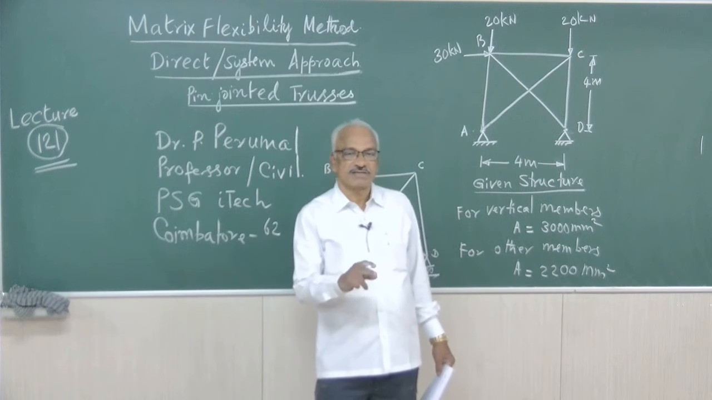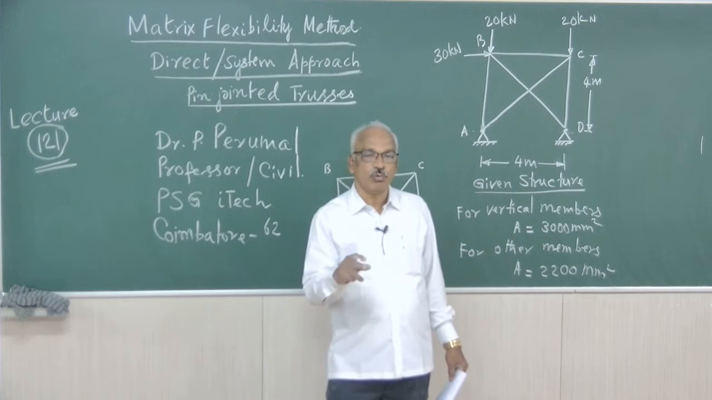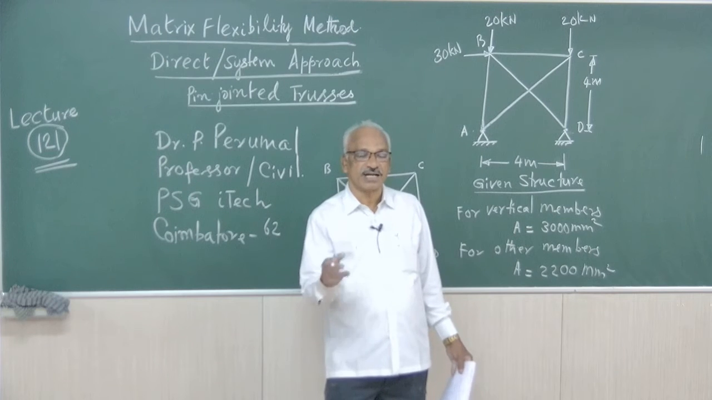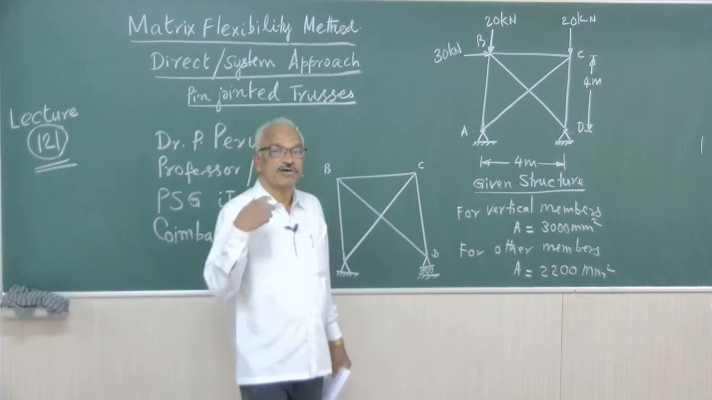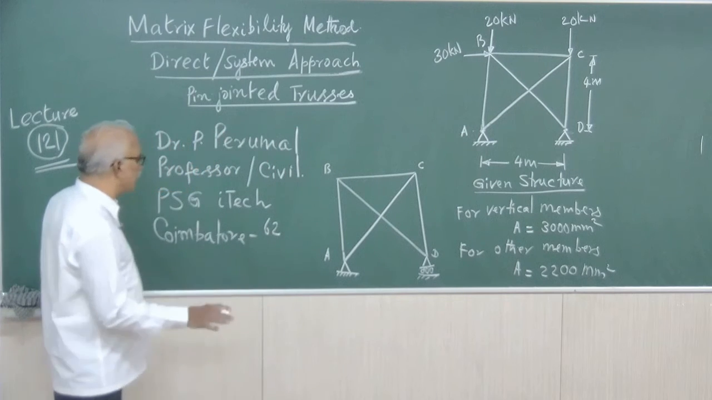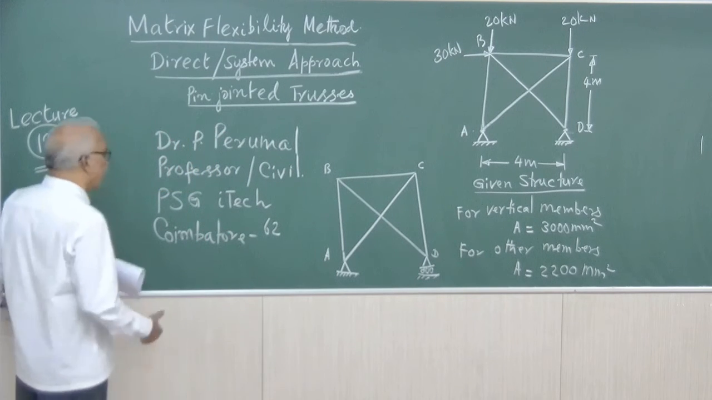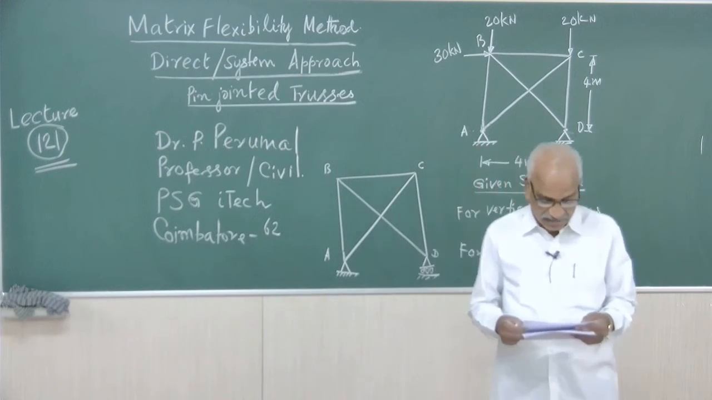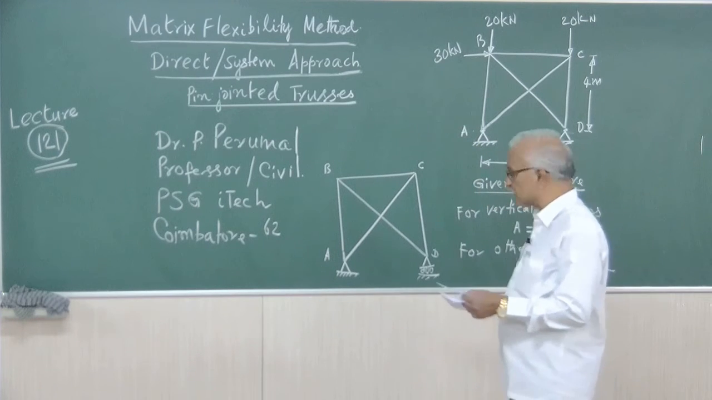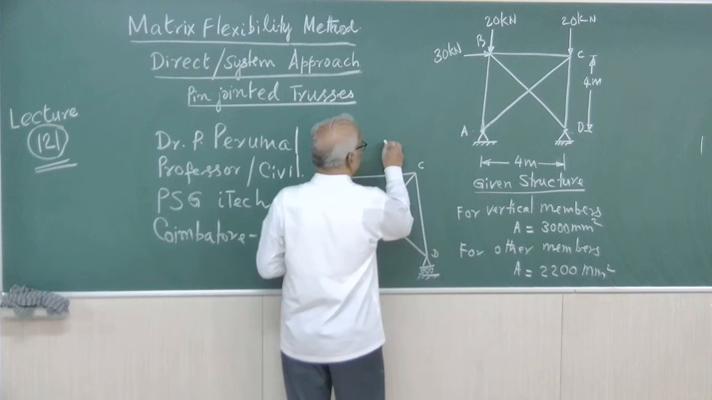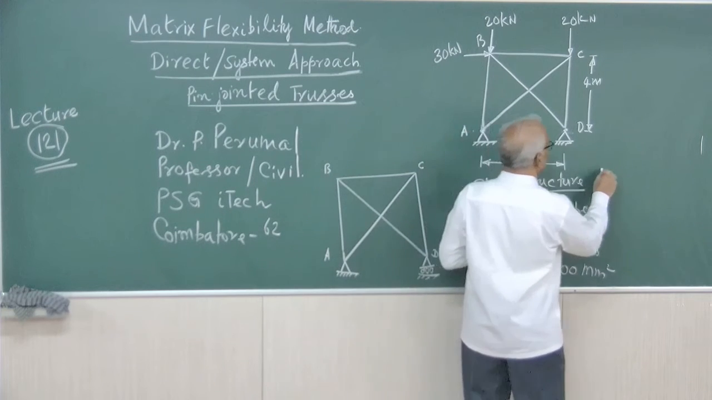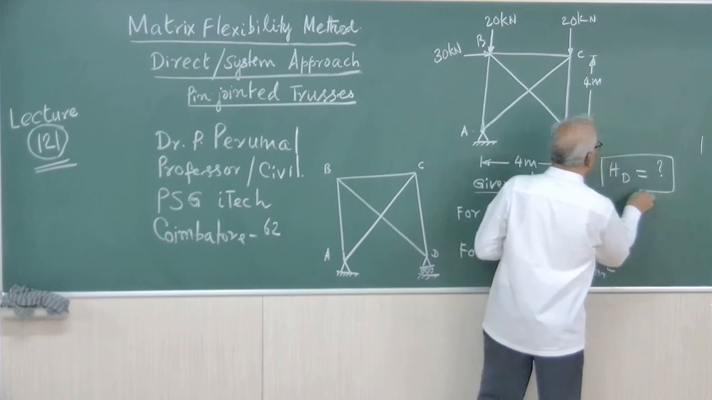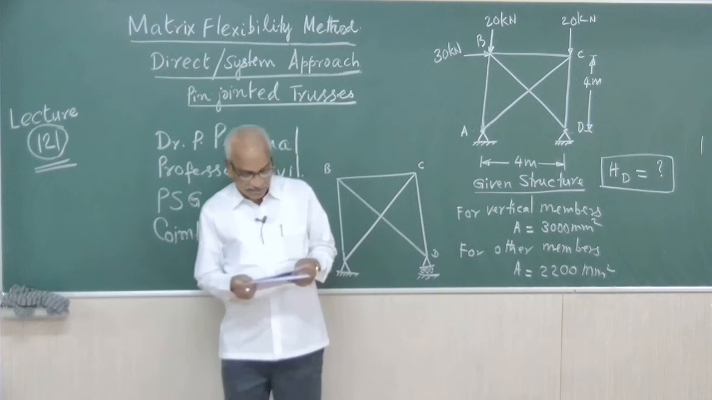That truss was internally redundant, that is, having one extra member. The truss that we are going to analyze now is externally redundant, namely having excess number of reaction components. That is the only difference, otherwise the problem is the same. I will not write down the problem, I will just read it. Find the horizontal reaction at D. The question is, what is the value of HD, the horizontal reaction at D of the pin jointed structure shown in the figure?